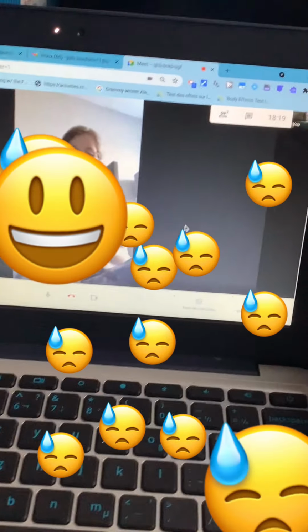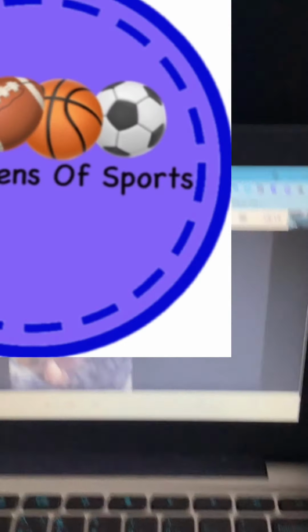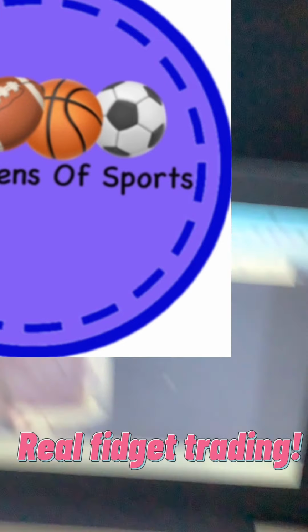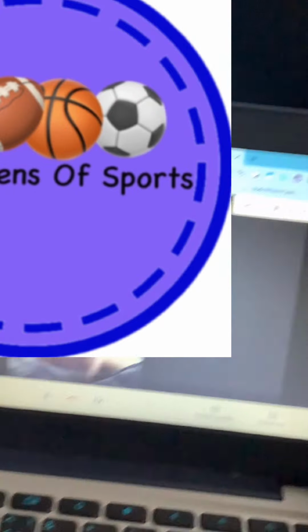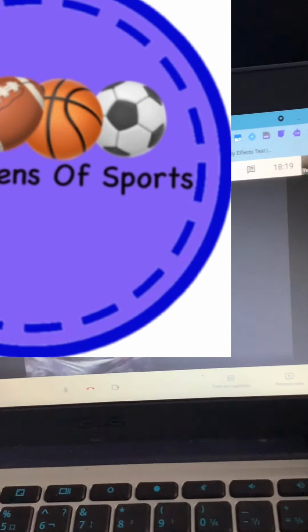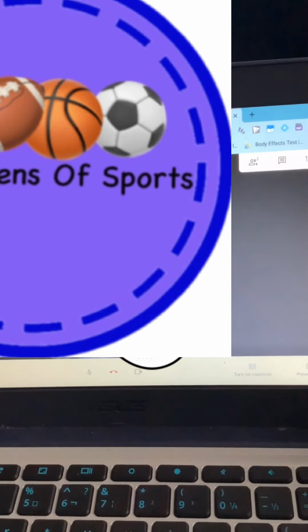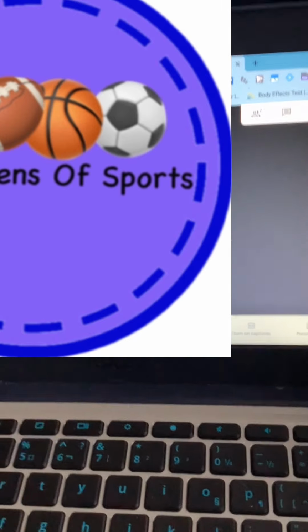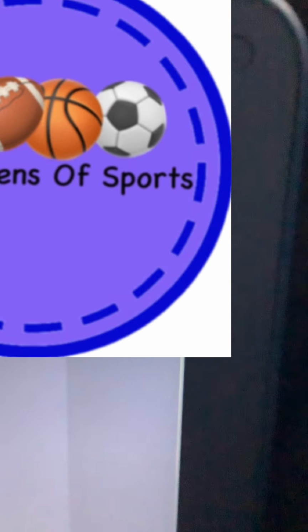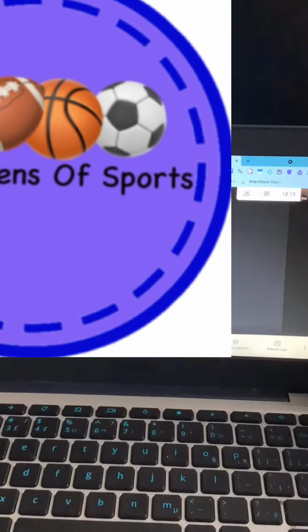Sam is not here today, but we're going to be doing real fidget trading. Since we can't see each other, we're going to put our fidgets in a plastic bag and deliver them to each other's houses, because we literally live 1, 2, 3, 4, 5, 6 houses away from each other. So let's get started on to the game.